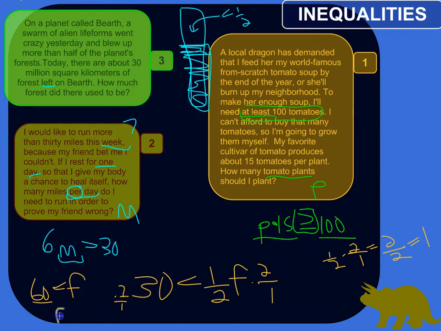Or we can flip this around. Let's flip this completely around, mirror image. F, the amount of forest that there used to be, is greater than 60 million square kilometers. We don't know the exact number, but we know it's greater than 60 million square kilometers.